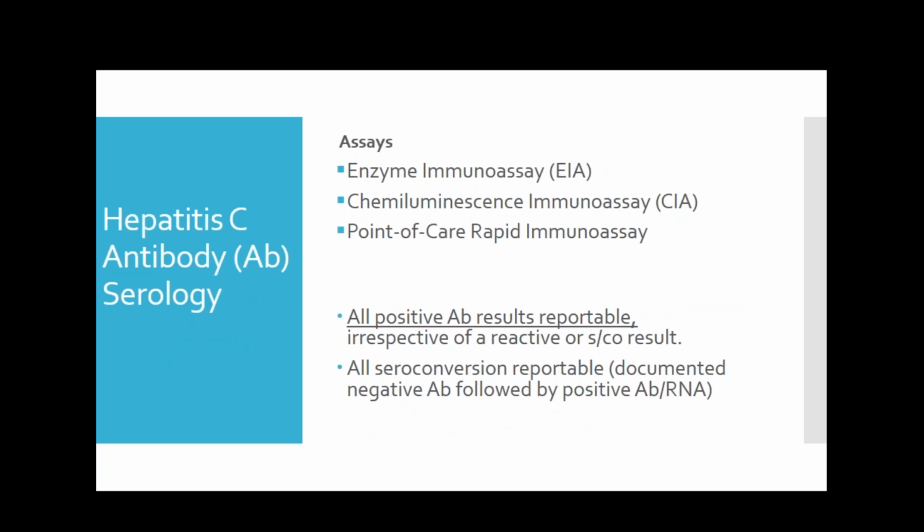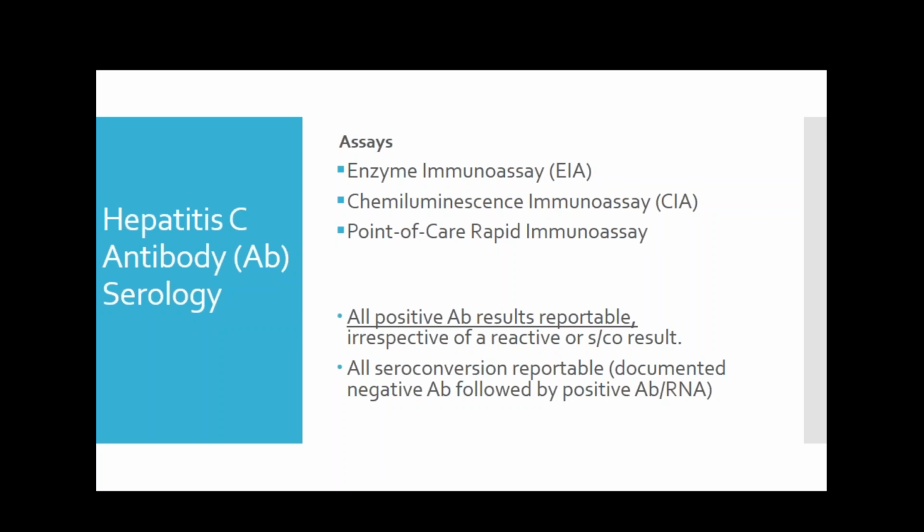So in terms of laboratory tests, the initial test for diagnosis and screening of HCV infection uses serologic assays that detect human antibodies generated as a response to HCV infections. There are currently 3 approved assays for this test. So there's the EIA, the CIA, and point of care rapid immunoassay. So a positive antibody test indicates that HCV infection occurred at some point in time. However, it does not differentiate whether the person has resolved or current HCV infection.